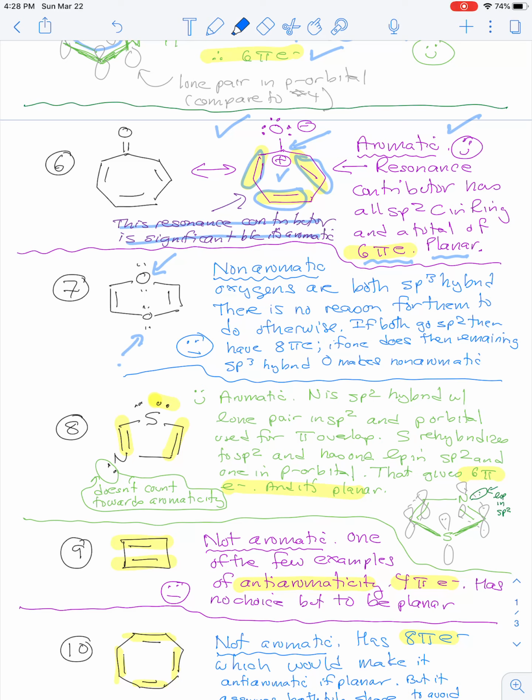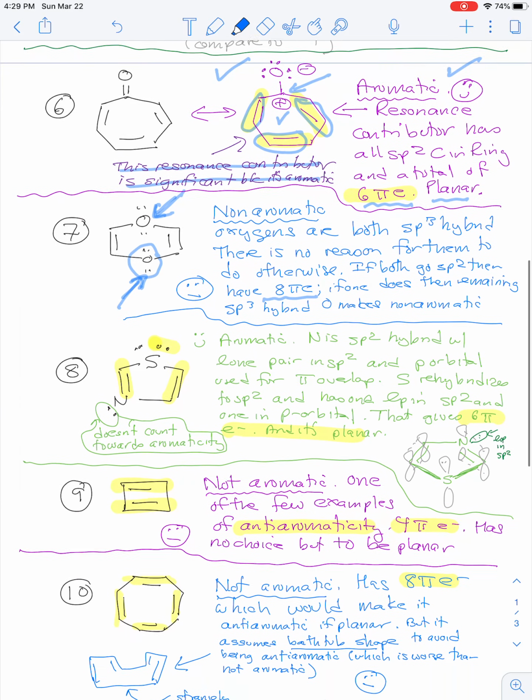If we make both of these oxygens sp2 hybridized, then we would have a total of 8 pi electrons, and there's no reason to do that. So there's no reason to do just one of the oxygens, because the other one would still block it, and there's no reason to do 2 because you have the 2 pi electrons. So that makes this one just non-aromatic, not planar probably either.